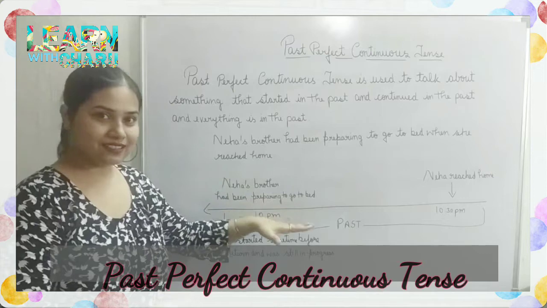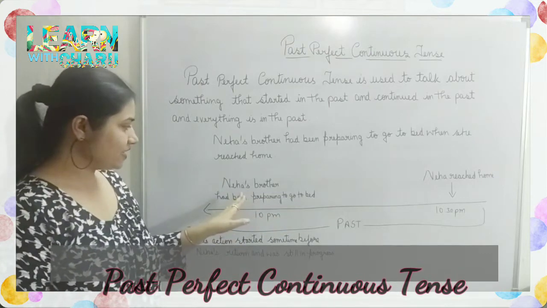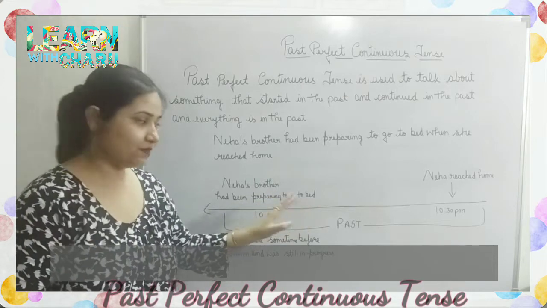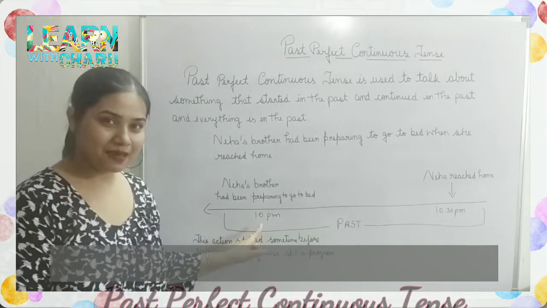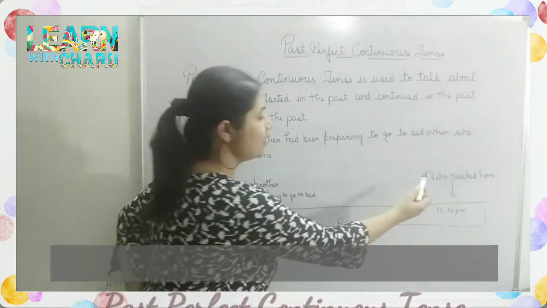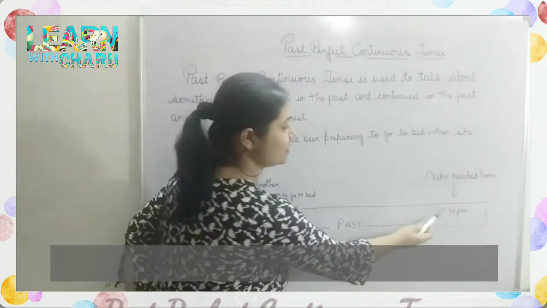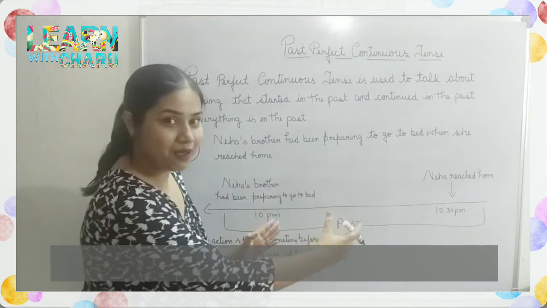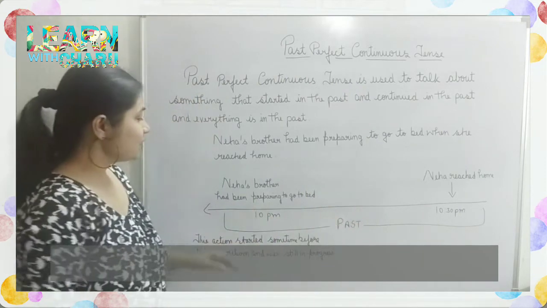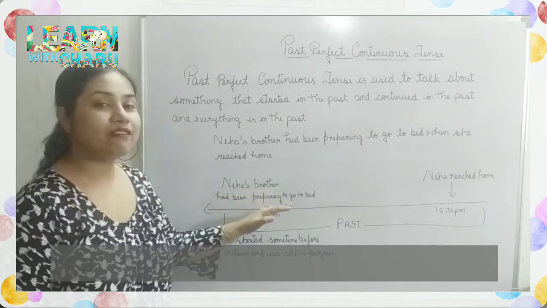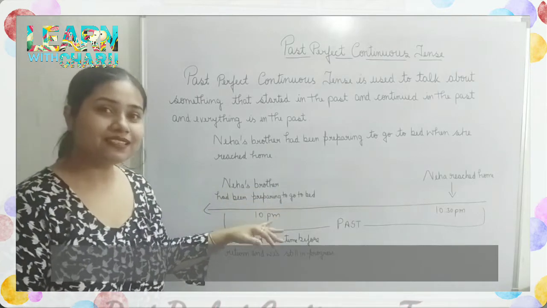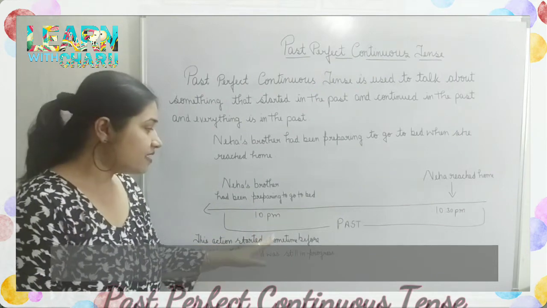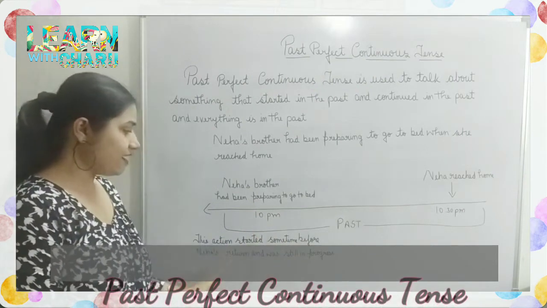Okay, so Neha's brother had been preparing. Okay, look at this timeline. Now, see here. Neha's brother had been preparing to go to bed, and the timing is 10 p.m., right? Neha reached home at 10:30 p.m. Now look at the gap. There is half an hour gap, right? So Neha's brother had been preparing to go to bed. The timing is 10 p.m. So this action started sometime before Neha's return.